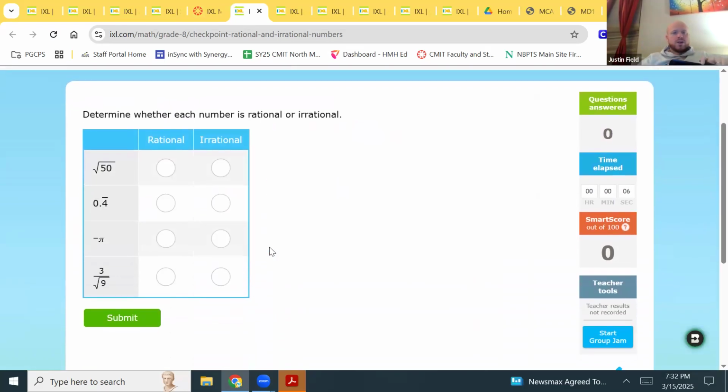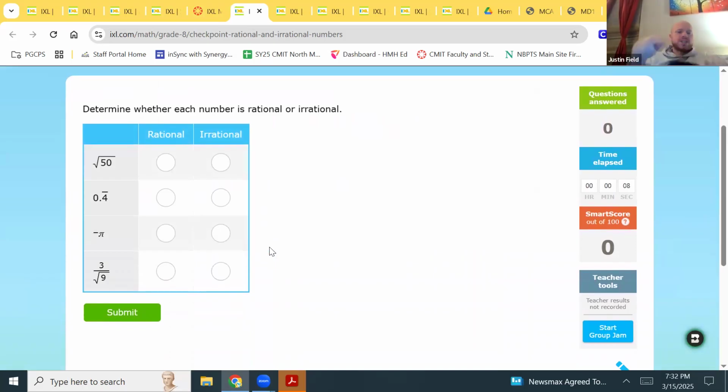Determine whether each number is rational or irrational. A little bit of a review about that. Rational numbers. What is a rational number? It is an integer over an integer.